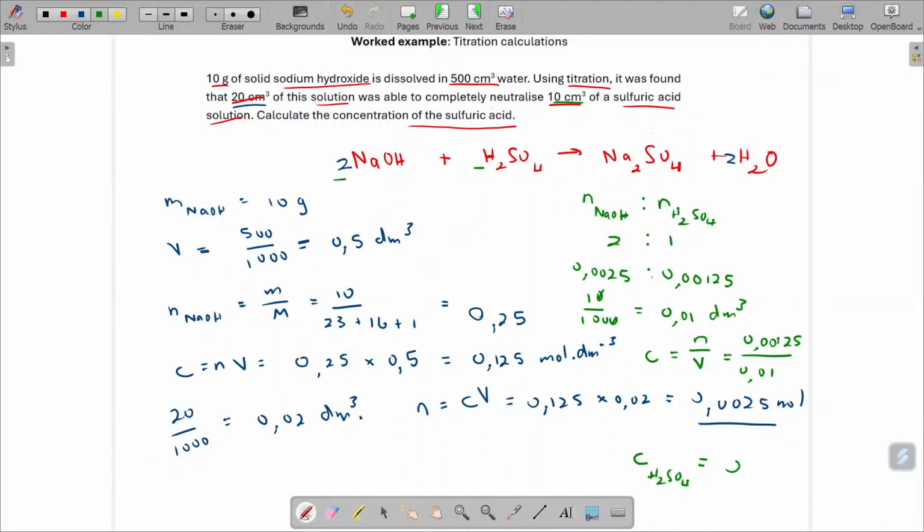and that gives us an answer for the concentration of the sulfuric acid of 0.125. And the concentration unit is mole per cubic decimeter. So we've seen how we are able to take the information from a titration and calculate an exact concentration for our unknown substance.